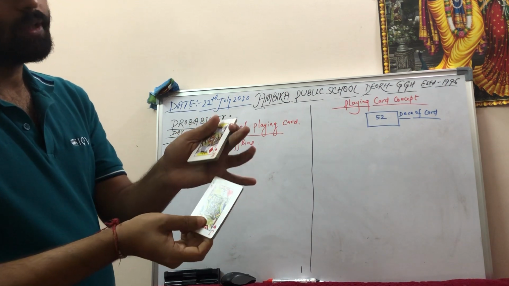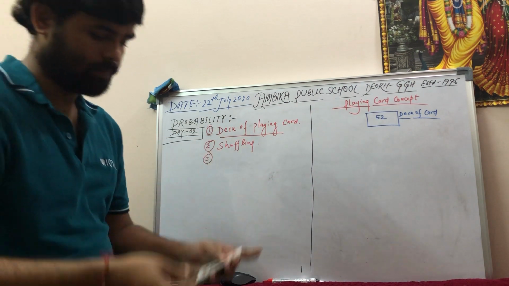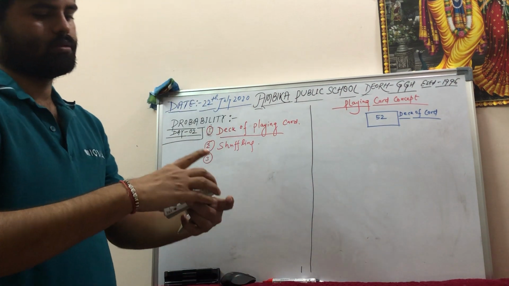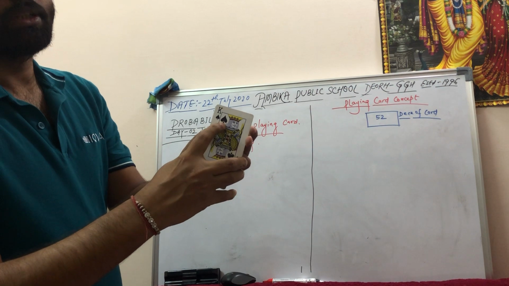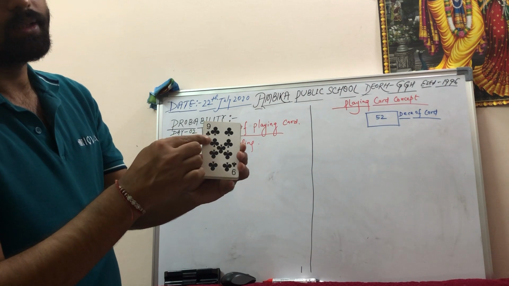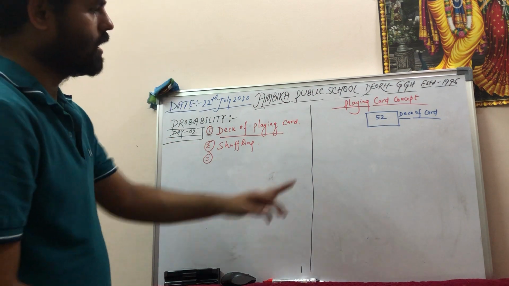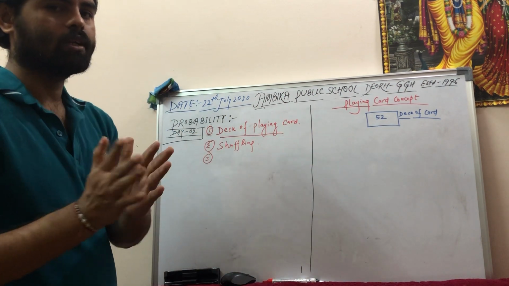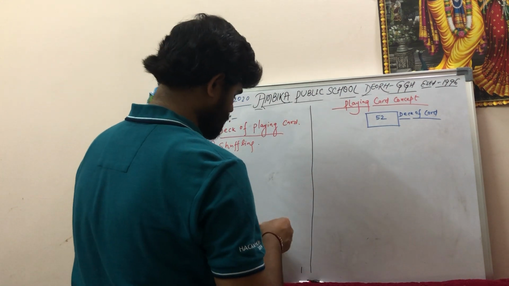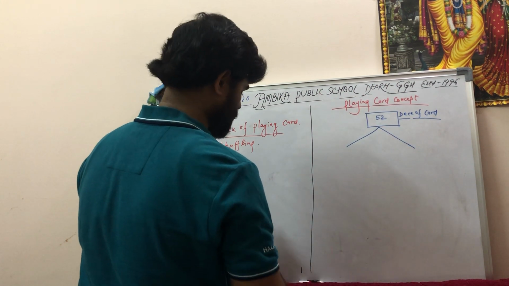The color is red. If you go by this one, what is the color? The color is red. Fine, I am keeping this one. I am going by this card. What is the color? Don't go by design, just see color. The color is black. So I have 52 cards, and these 52 cards are divided into which colors? Red color and black color.